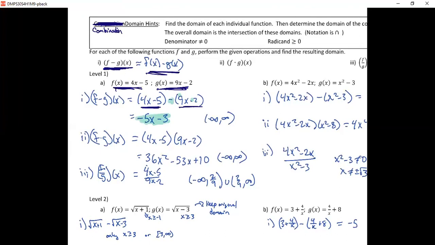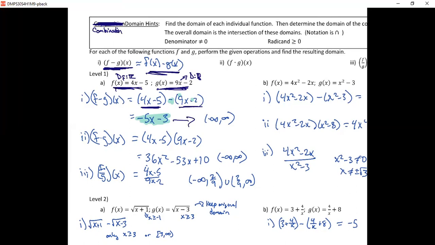Now I didn't show it here, but the domain of the f function is all real numbers. The domain of the g function is all real numbers. That is because both of those are linear functions. Linear functions have end behavior that goes on forever in both directions. So linear functions have a domain of all reals. And altogether, we end up with another linear function, so the domain is going to be all real.